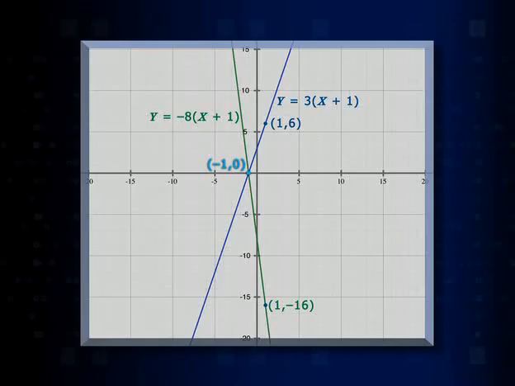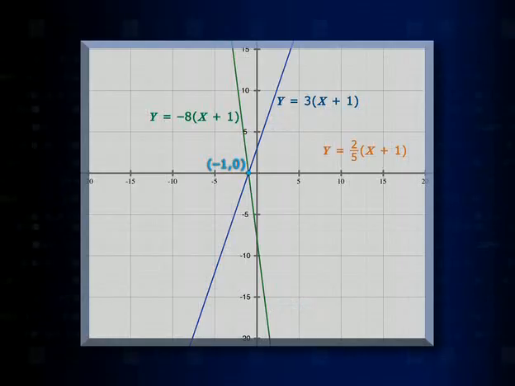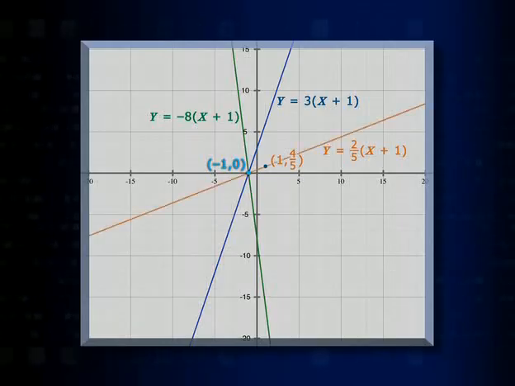Finally, just for practice, if we consider the line given by y equals 2/5 times x plus 1, again, we know that it contains -1, 0. If we let x equal 1 to find another point, then we'd see that y equals 2/5 times 1 plus 1, which is 2. 2 times 2/5 is 4/5. And so we found a second point on the line, 1, 4/5. And if we connect those 2 points with a straight line, we see the line associated with this equation.